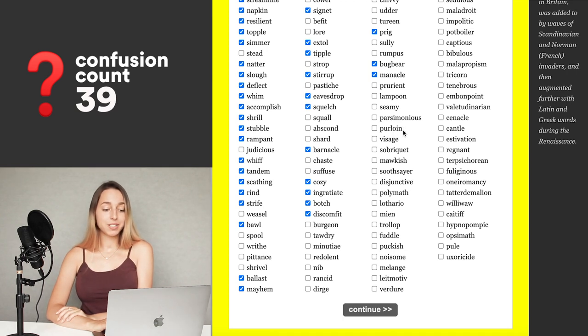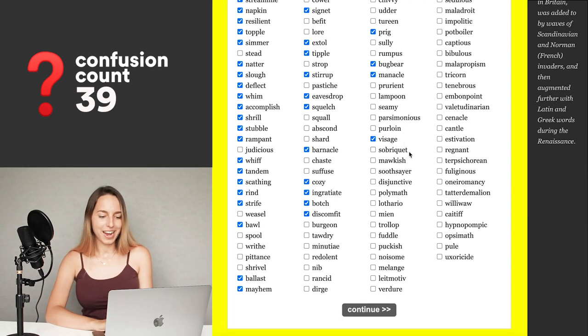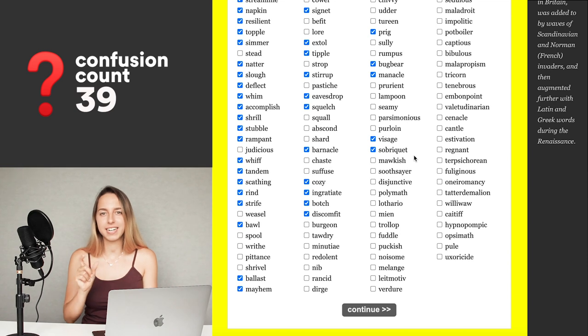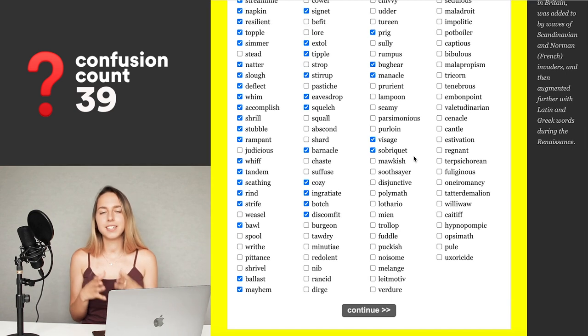Perloin, no, visage. Well, I know this one again because of French. Visage is face. A sobriquet, so that one is amusing because it's again a French word, I guess, because it has the same ending as a bouquet, for example. And sobriquet is a nickname that you give to someone. And do you guys still use it? By the way, it also looks like a mix between sober and a briquet or bouquet. It's like a sobriquet.